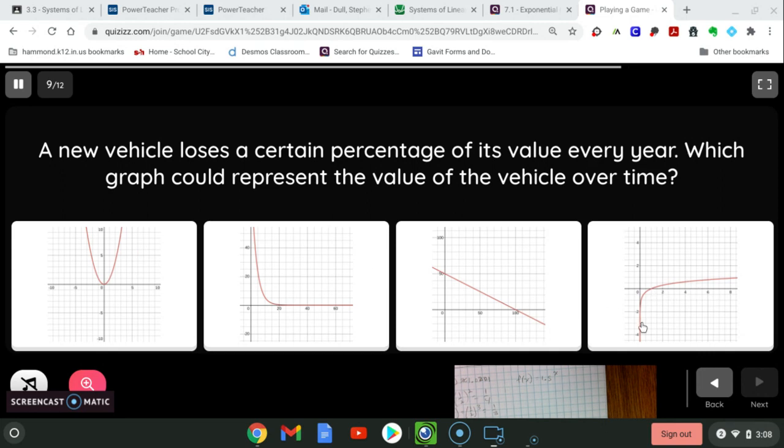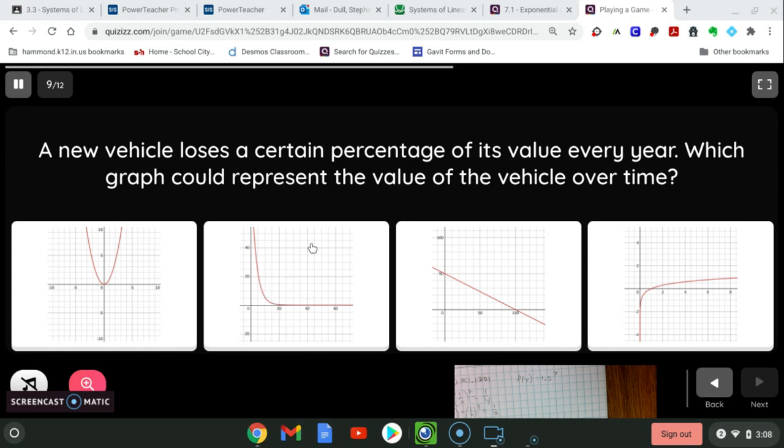This graph, kind of unusual. It increases rapidly, but here the value is negative. Could I have a value of a car that's negative? That doesn't make much sense. And then it flattens out over time, keeping whatever value it has. This one shows decline, and this is a straight line, so this is linear. So this would say that it loses the same value every year. Okay.